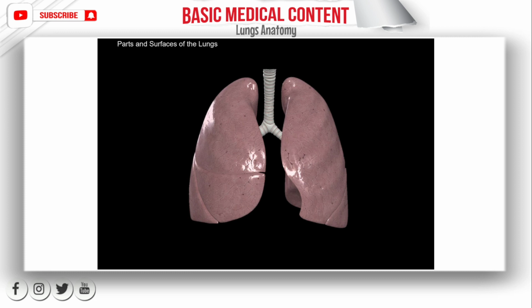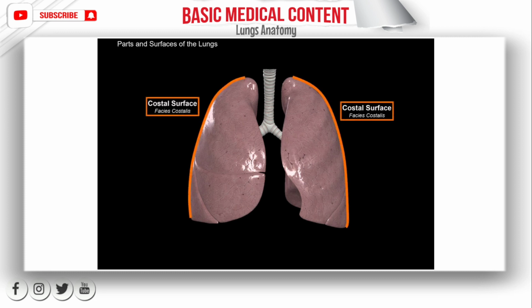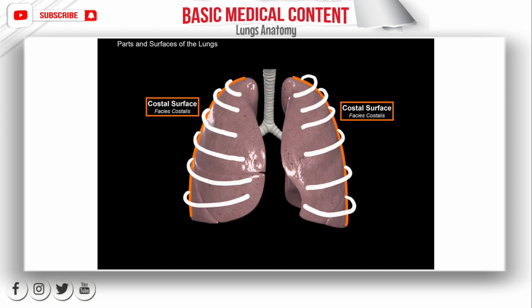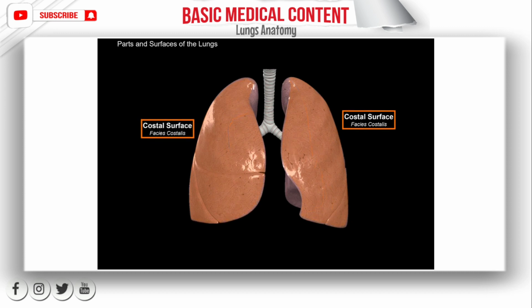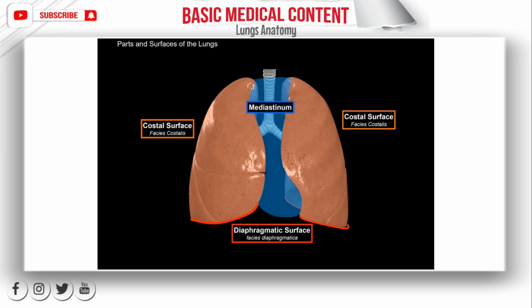The first surface we're going to have is the costal surface, which is directed towards the ribs, as you see here. This whole surface, which is covered by the ribs, is what we refer to as the costal surface. Below the lungs, you will find a perfectly drawn diaphragm, which means that the bottom surface is called the diaphragmatic surface. Between the lungs, you'll find a space filled with structures called the mediastinum. So this is the mediastinal surface.